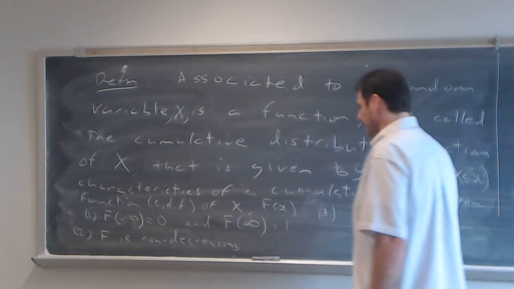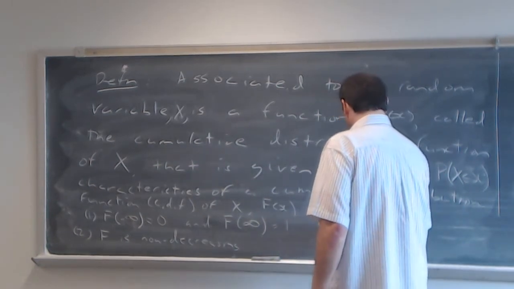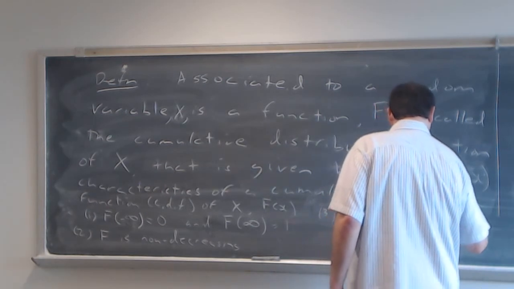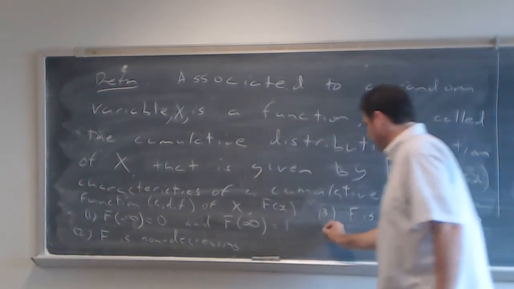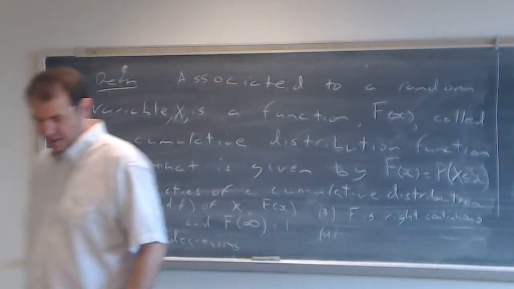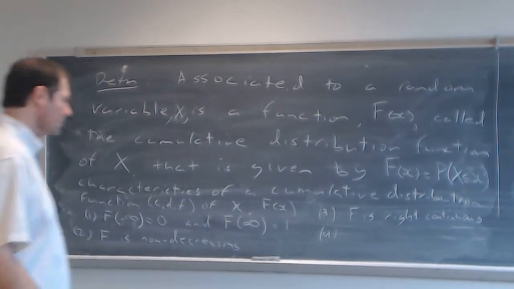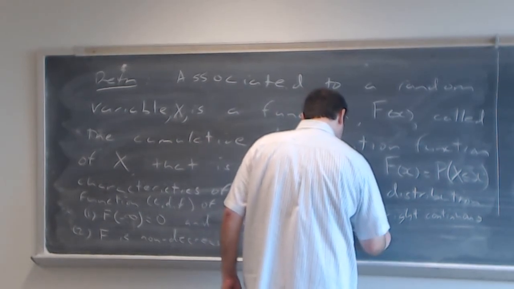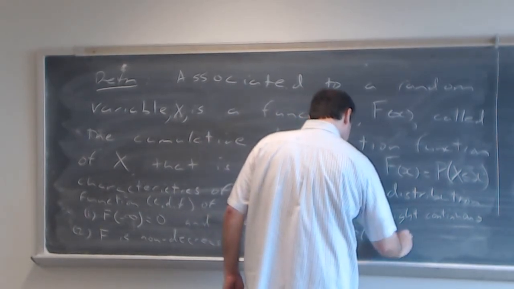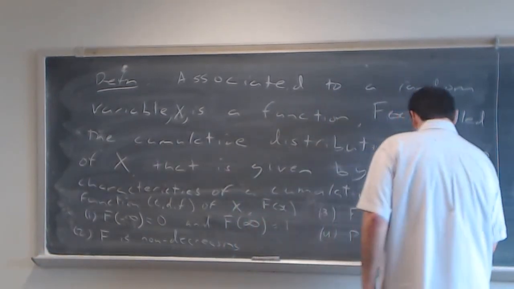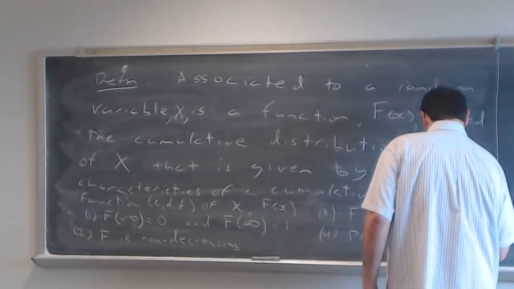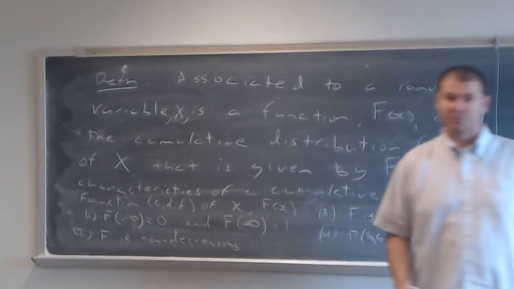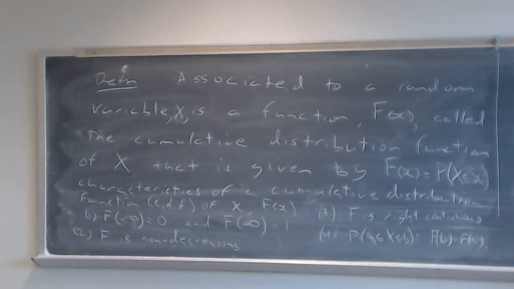A third thing is that F is right continuous. Indicate what I mean through an example of that. And then a fourth comment that I want to make is that the probability that the random variable is between two numbers, A and B, is equal to F of B minus F of A. So those are the 4 characteristics I want to highlight for cumulative distribution function.